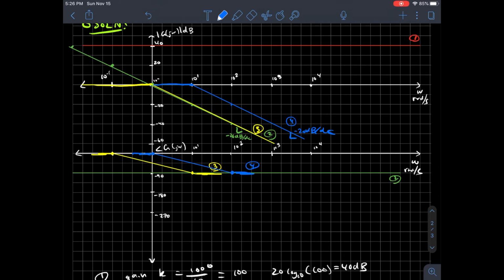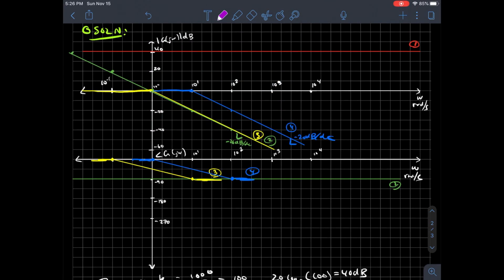For the final line, I go through every frequency range and add up everything that's happening. I'm going to do my final line in purple here. For all frequencies, I have a gain of 40 dB in magnitude, and I have this negative 20 dB per decade from the 1 over S term. Those add together. Instead of crossing through 0 dB at 10 to the 0, it's going to cross through 40 dB at that point. It looks like that.